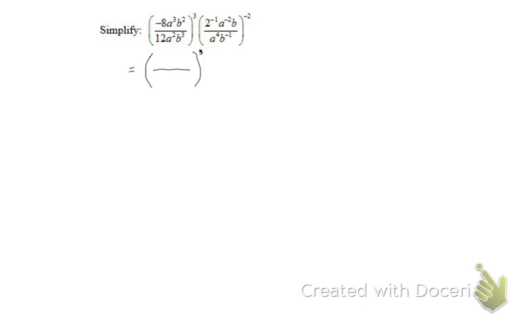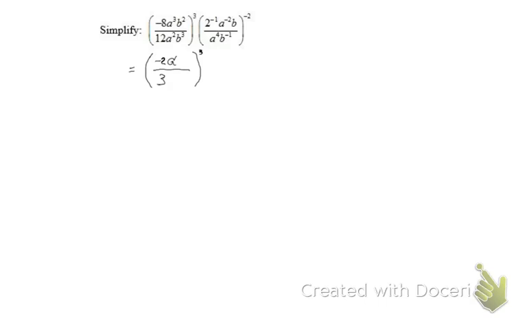Negative 8 over 12, both of those have a common factor of 4. When I divide that out, negative 8 divided by 4 is negative 2. 12 divided by 4 is 3. When I look at the a's, I have 3 factors of a in the numerator, 2 factors of a in the denominator. The 2 in the denominator will cancel 2 of the 3 in the numerator, leaving 3 minus 2, or 1 factor of a in the numerator.